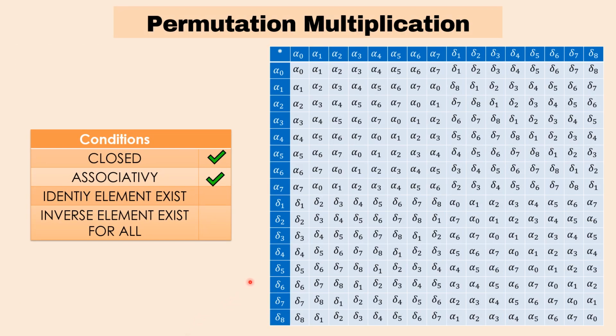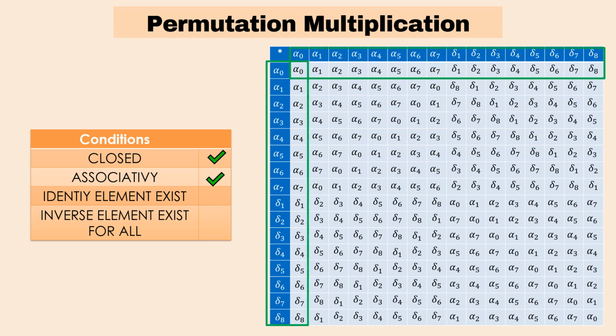To identify if a group table has an identity element, we need to check if the first row and first column of the table are identical to the header row and the header column. So as we can see, they are identical to each other, therefore the identity element exists.